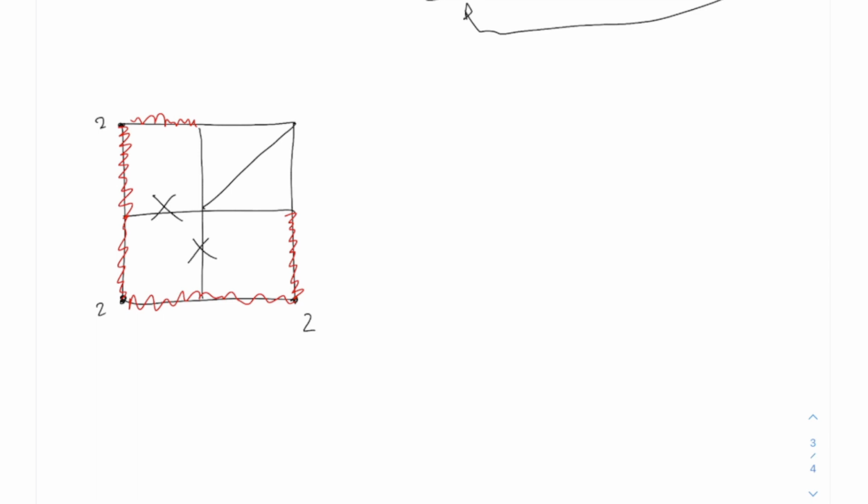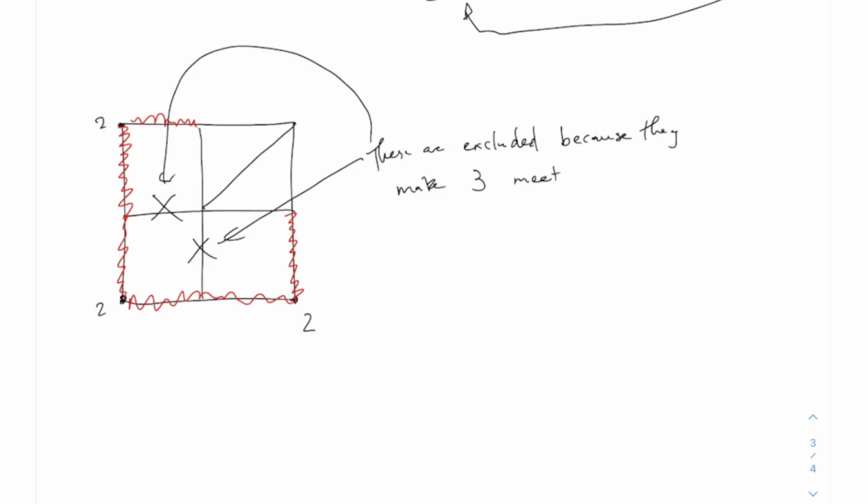All right, so these guys are excluded because they make 3 meet, right here and here. All right, now that I've excluded those two, are there any more? Does that make much of a difference? Can I include or exclude? I think at this point, I actually don't see any more that I can for sure exclude or say for sure you definitely have to do it.